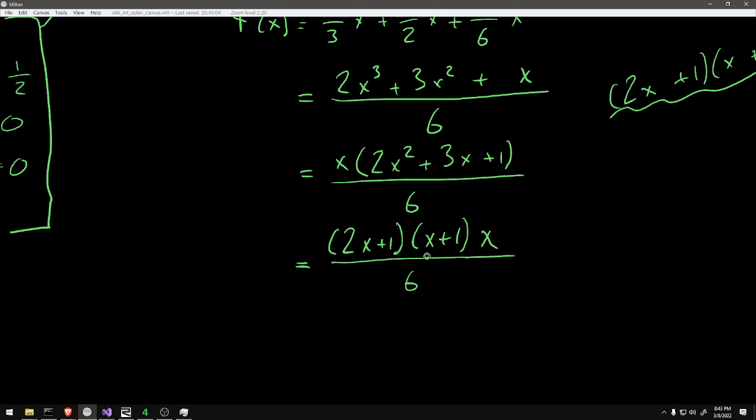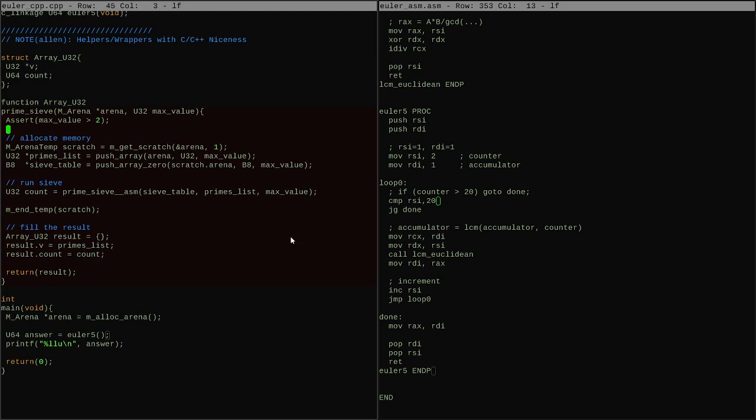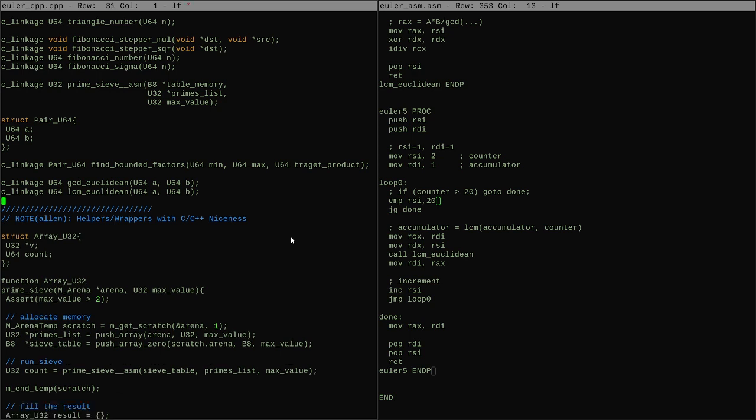So that should be the way to do it. Let's go type that in. So I'm going to start by coming up with a name for that. I'm done with Euler 5.